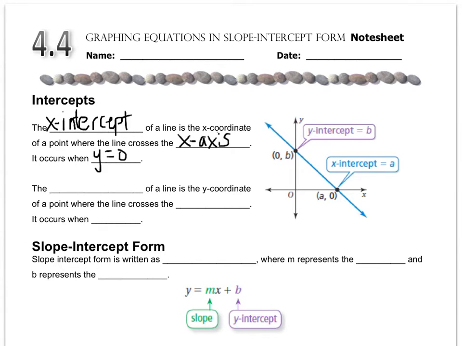The y-intercept of a line is the y-coordinate of a point where the line crosses the y-axis. It occurs when x equals 0. So this point right here is the y-intercept because it's where it's crossing the y-axis and the x value is 0.